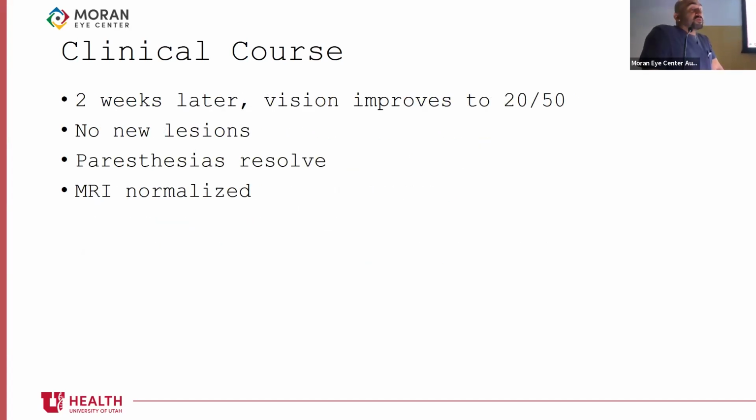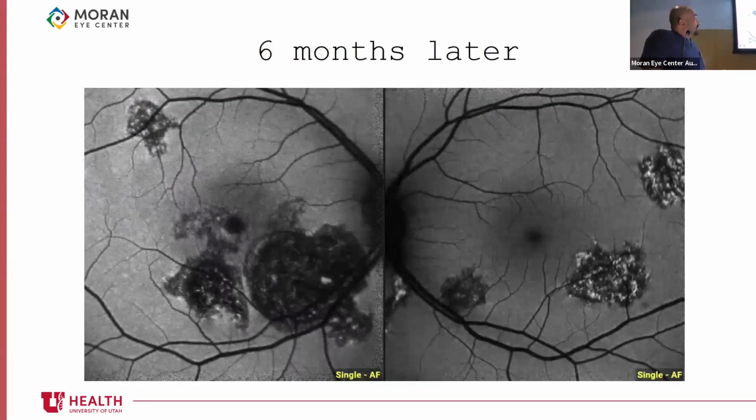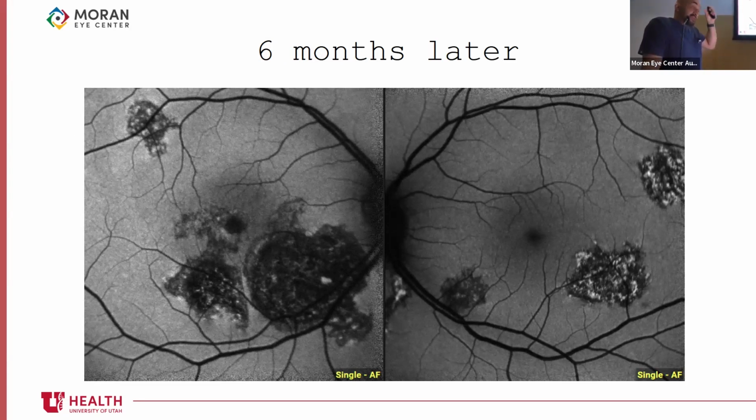2 weeks later, her vision improves to 20/50, her outer retinal changes improve, she has no new lesions, her paresthesia is resolved, and she now has a normal MRI. So 6 months later, however, these lesions seem to be stable, but now she's got these 2 new lesions in the left eye, unfortunately, and this is often the course with relentless placoid. And this is unusual because she's on rituximab every 5 months, and her CD20, so basically her B cells, are 0 and have been for a while.